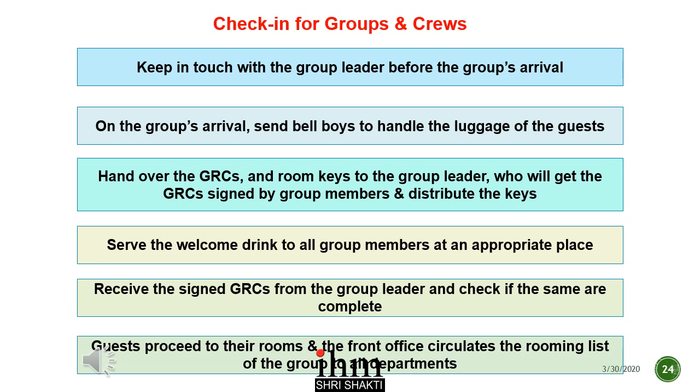The front office cashier should prepare a master folio for the group and an individual folio for each member of the group, or the mode of payment is settled. The front desk should distribute copies of the rooming list of the group to different departments, housekeeping, telephone exchange, and room service, in order to inform them about the arrival of the group.